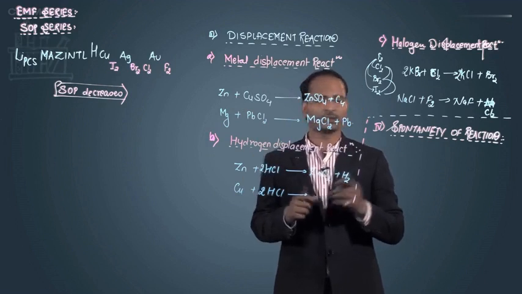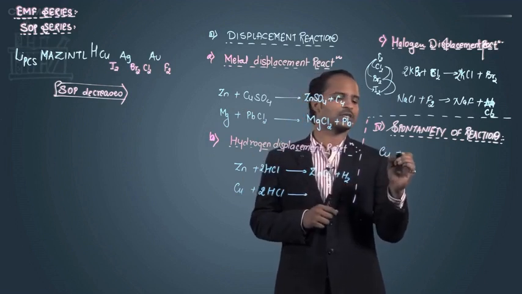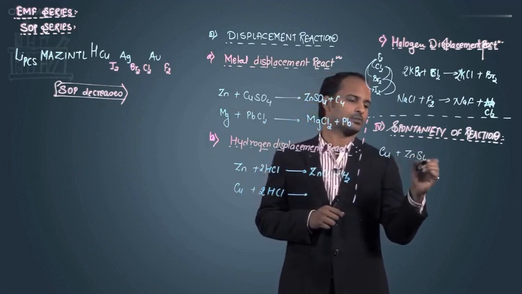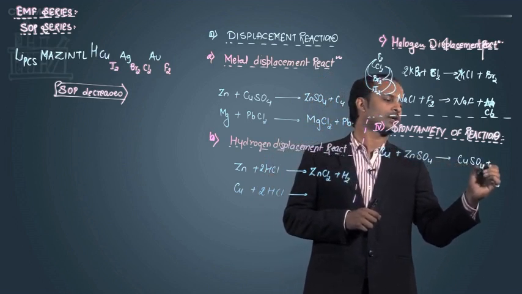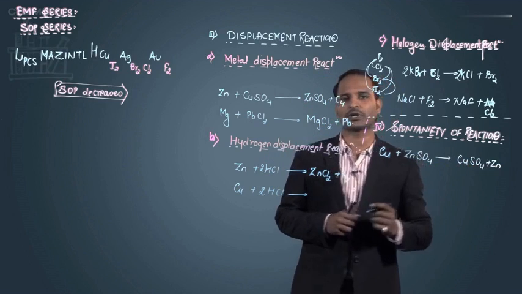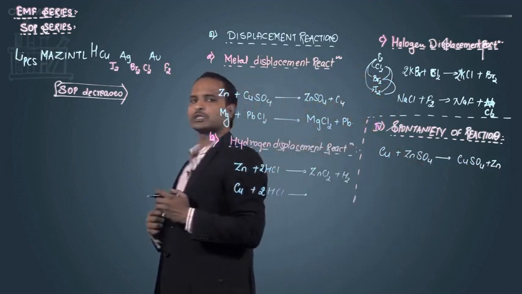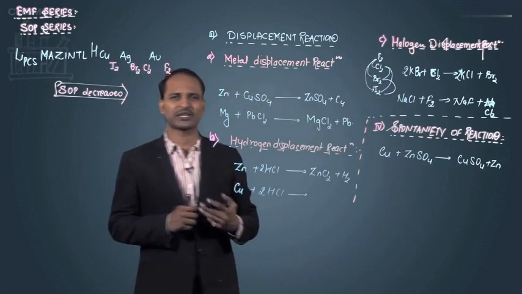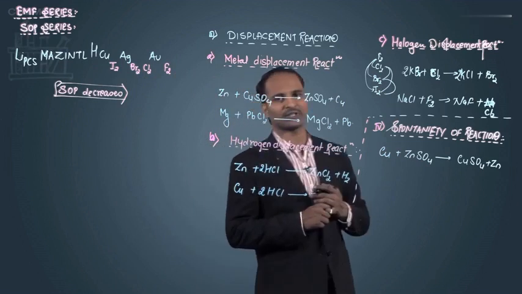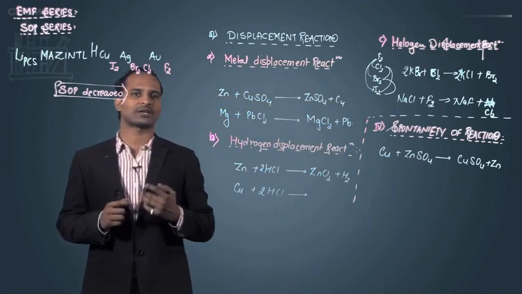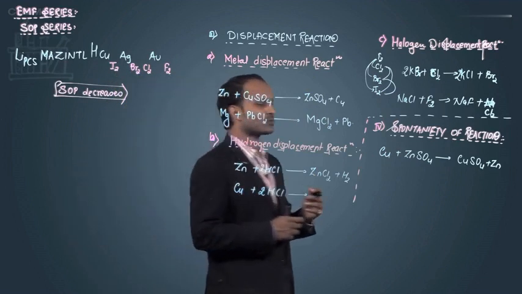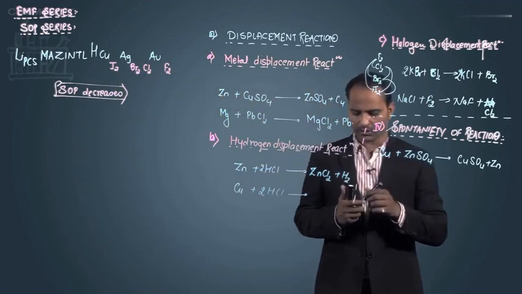For example, suppose the question is copper plus zinc sulfate gives copper sulfate and zinc, and they just want to know whether this reaction is spontaneous or not. Now, what is spontaneous? Spontaneous means a reaction which takes place on its own, and non-spontaneous means a reaction which does not take place on its own and requires some external help. So I just want to know whether this reaction is spontaneous or not.